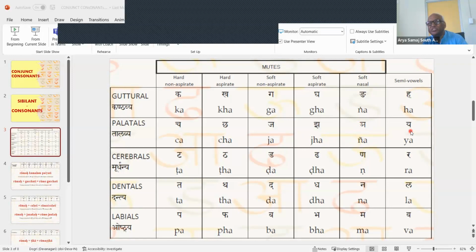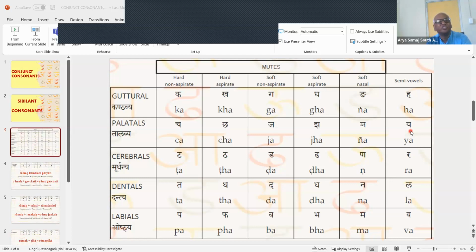Cha, chha, ja, jha, nya. And again, if there is a nasal that is attached to the cha, like Chanchal, Himachal, Achal, all these words. You see, in Achal, you sing a nya kind of sound.